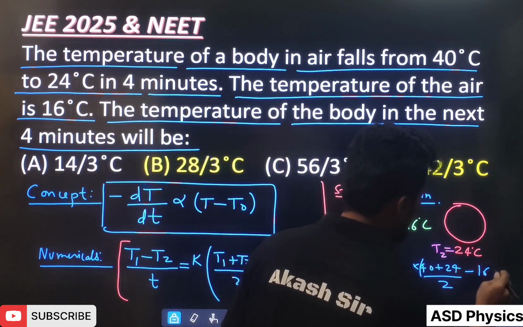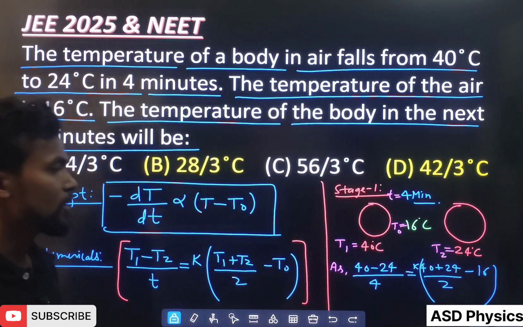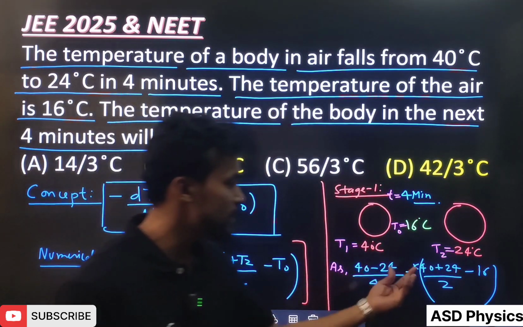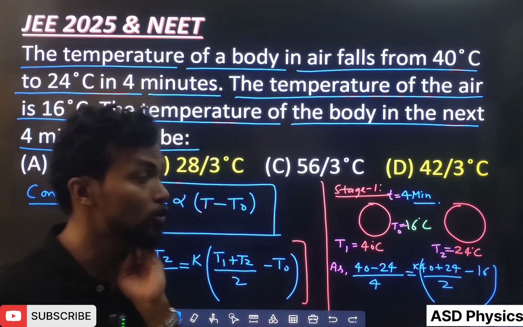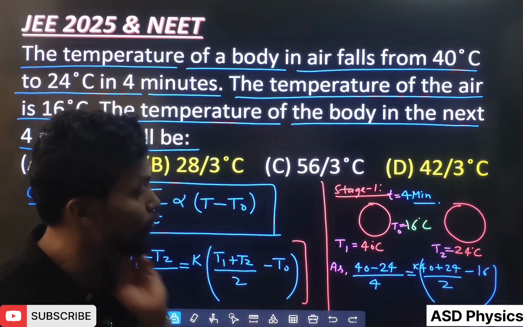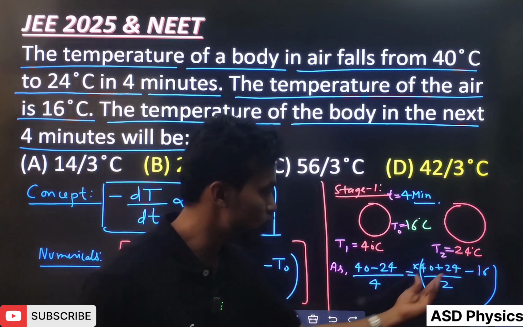16. Okay, so this one we have got here. Now what will happen here? This 40 minus 24 will become 16. So 16 by 4, how much? 16 by 4 means 4. So here 4 will come. So 4 equal to k.